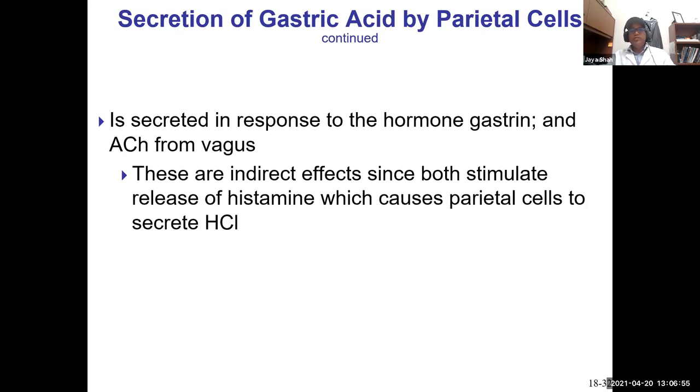Hydrochloric acid is secreted in response to the hormone gastrin and stimulation of the parasympathetic nervous system, particularly acetylcholine from the vagus nerve. And these are indirect effects because they stimulate release of histamine, which causes the parietal cell to secrete HCl. So parasympathetic stimulation activates the release of acetylcholine through the vagus nerve. That activates histamine as well as the parietal cells. So the parietal cell directly produces more hydrochloric acid, and histamine indirectly activates parietal cells to produce. So both ways, the hormone gastrin and acetylcholine increase hydrochloric acid secretion by the parietal cells.